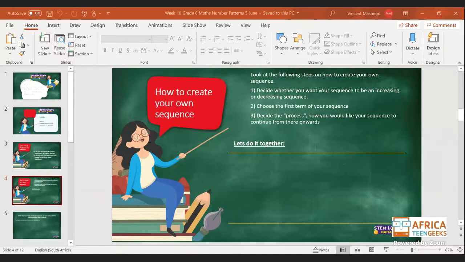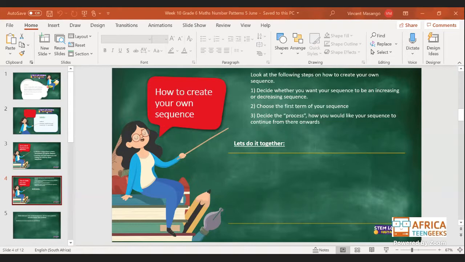As soon as you know that, number two, you need to choose the first term of your sequence. The reason why that is number two is because if you're looking at a decreasing sequence, then you've got to choose where you're starting, at what number. It's not going to be your conventional number one, or one of the earliest numbers. Sometimes it's not one, sometimes it's 8. It depends on what your sequence or pattern is.